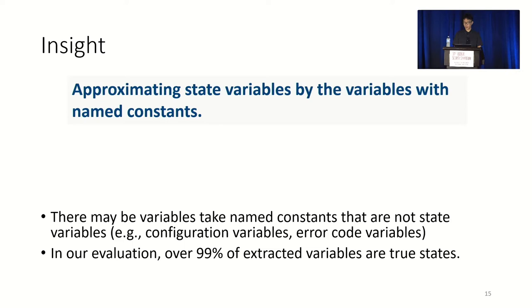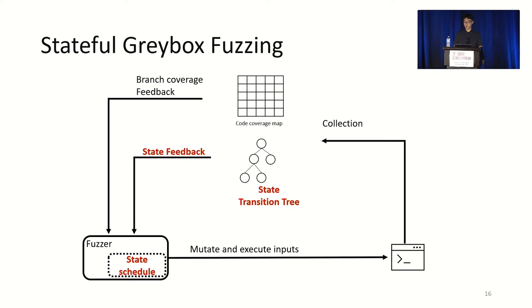Based on this insight, we modify the conventional fuzzing algorithm to fuzz stateful systems. We add a new feedback, the state transition tree, to collect the covered state space. And based on this tree, we add several heuristic algorithms to boost the state space fuzzing.